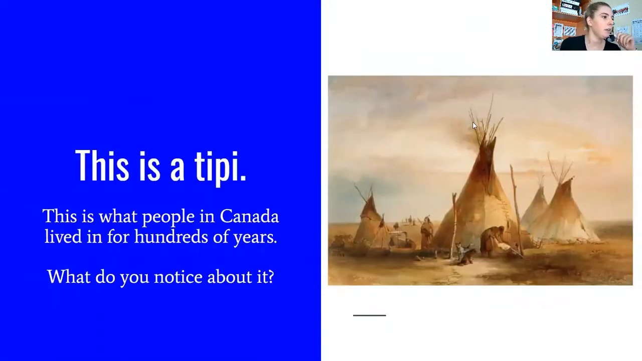This is a tipi. This is what they look like. This is what people in Canada lived in for hundreds of years. For a very, very long time. What do you notice about it? I want you to pause the video and tell me what you notice about these teepees.